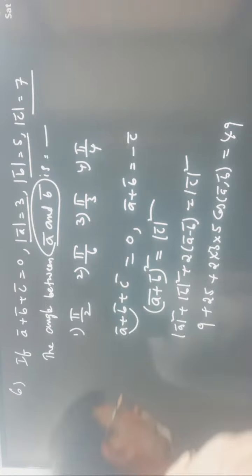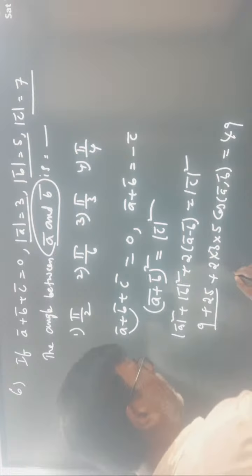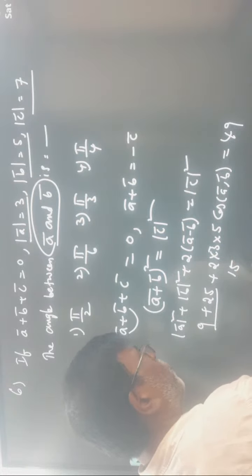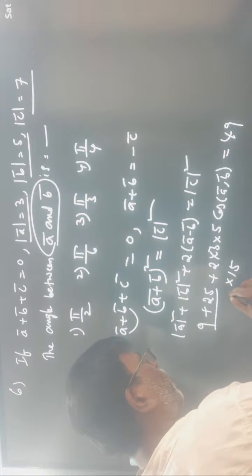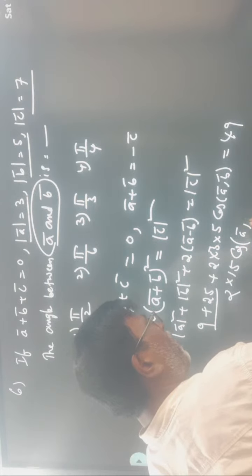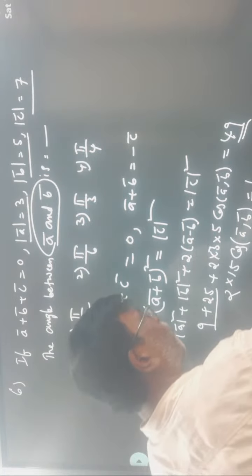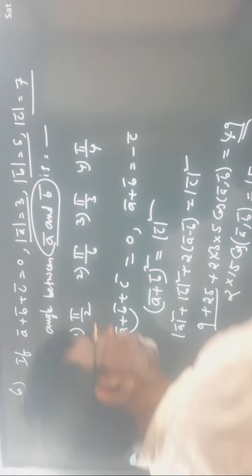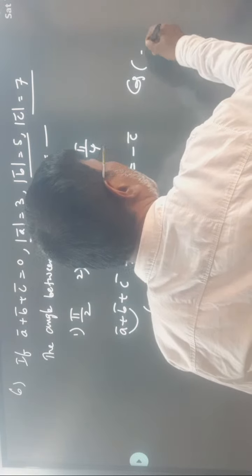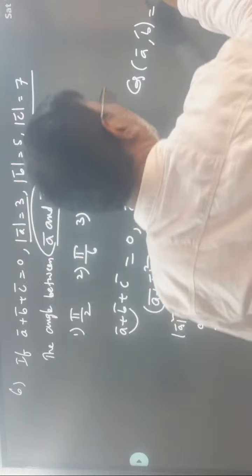So 9 plus 25 is 34; take that to the other side. That is 15 into 2 cos of the angle between A and B, which gives 49 minus 34, that is 15. So now cos of the angle between A bar and B bar gives 15 by 30.